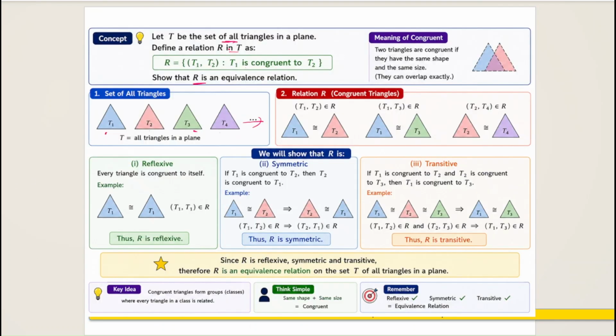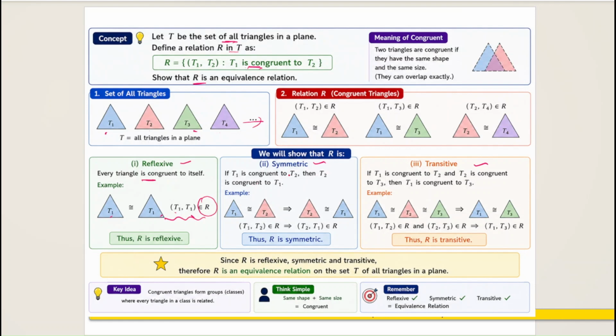Now coming to the question: if (T1, T2) means T1 is congruent to T2, then R is an equivalence relation. Equivalence means we have to prove that the relation is reflexive, symmetric, and transitive. Reflexive means every triangle is congruent to itself, T1 is equal to T1. So (T1, T1) belongs to R, because these are congruent. This relation will always belong to the relation given to us.